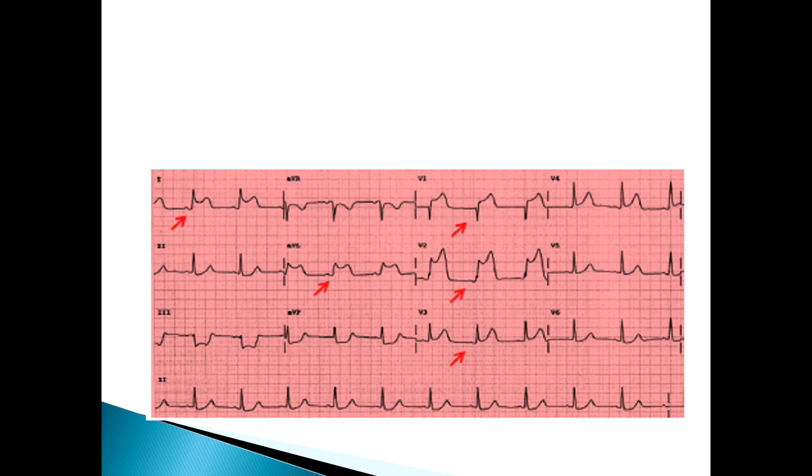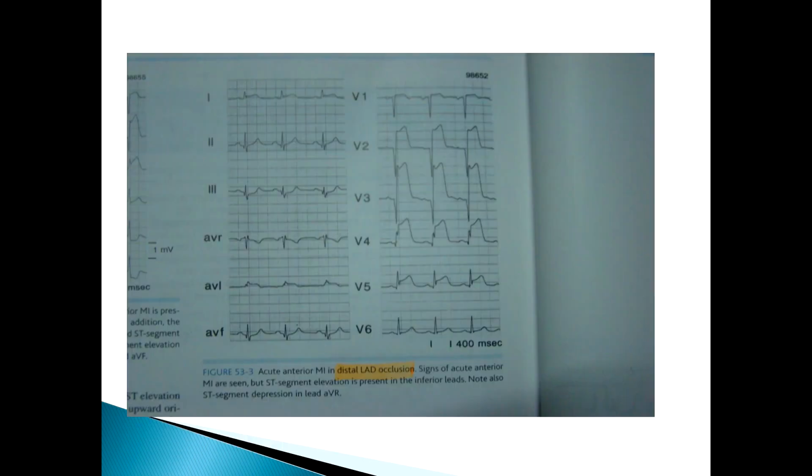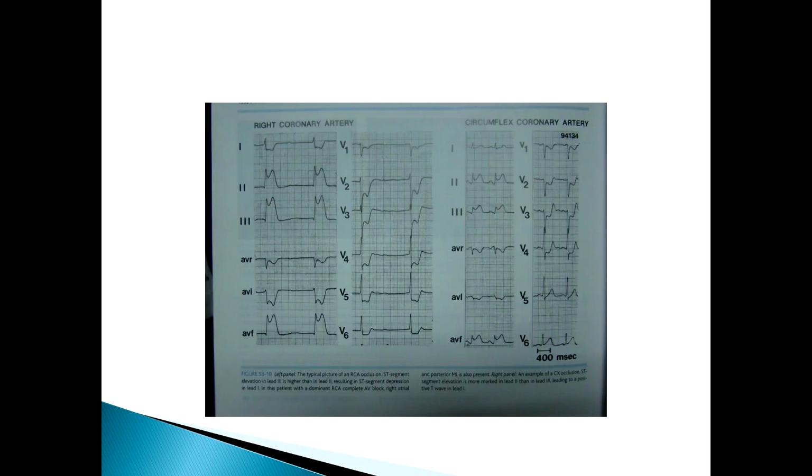Why? And what should be the treatment? Immediate treatment, what should it be? Primary PCI or immediate thrombolysis by streptokinase or tenecteplase. These are all anterior wall MI. I am not going into much detail about which vessel is blocked and all, because of time constraint. This is again anterior wall MI.